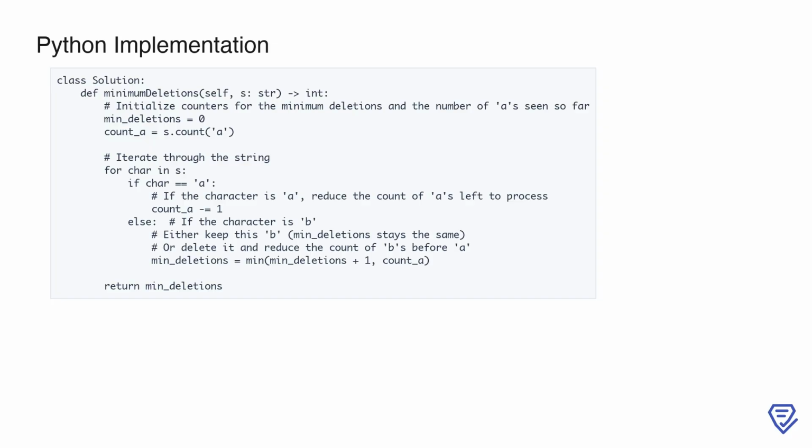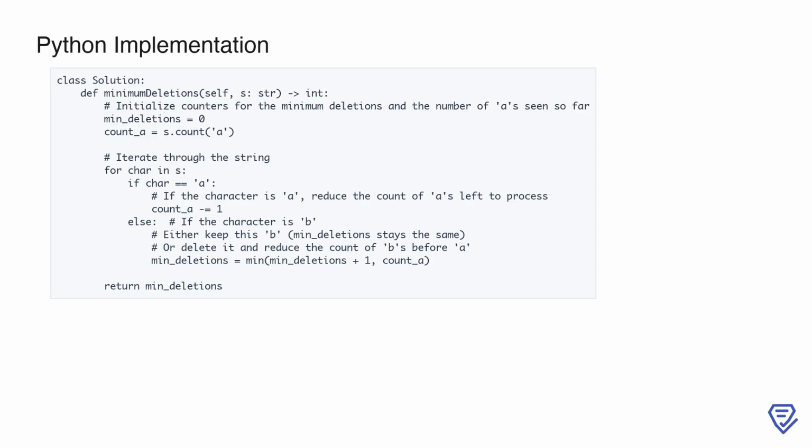2. Iterate through the string. For each character in the string, we consider two scenarios. If the character is A, we decrement count_A since we have processed one A. If the character is B, we have two choices. 1. Delete this B, which increases min_deletions by 1. 2. Keep this B and instead delete all future A's, represented by count_A. The minimum of these two choices determines the updated value of min_deletions. 3. Result. After processing all characters, min_deletions contains the minimum number of deletions required to make the string balanced.